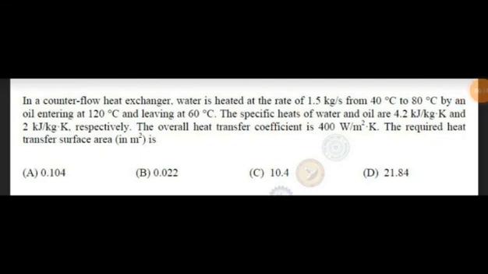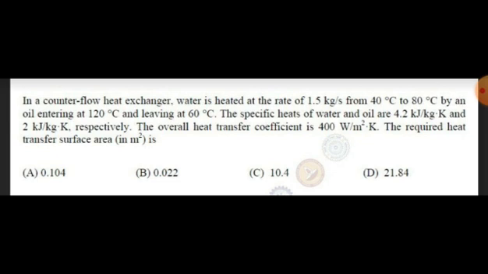Okay, this is the first question, which is from the heat exchangers topic. First of all, I will read the question. In a counterflow heat exchanger, water is heated at a rate of 1.5 kg per second from 40 degrees Celsius to 80 degrees Celsius by an oil entering at 120 degrees Celsius and leaving at 60 degrees Celsius. The specific heat of water and oil are 4.2 kilojoule per kg Kelvin and 2 kilojoule per kg Kelvin respectively.